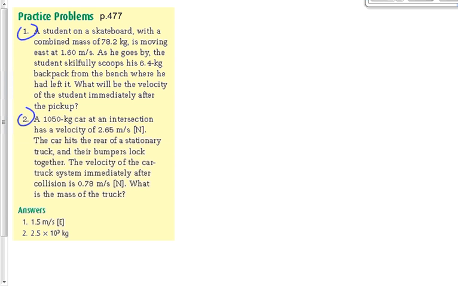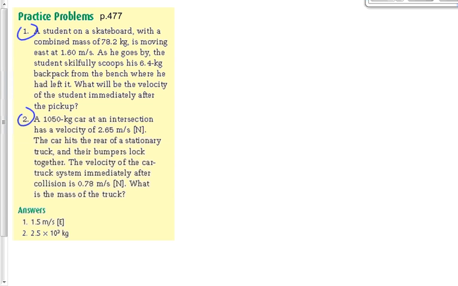All right, so a student on a skateboard with a combined mass of 78.2 kilograms moving east at 1.6 meters per second. As he goes by, the student skillfully scoops up a 6.4 kilogram backpack where he left it. What's the velocity of the student with the backpack after he picks it up? That's kind of like a collision, right? He's skateboarding along, he scoops up his backpack, just like a car comes along, hits another car, and entangles with the other car.